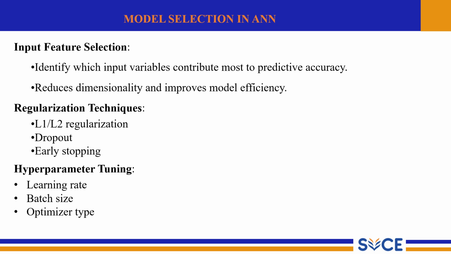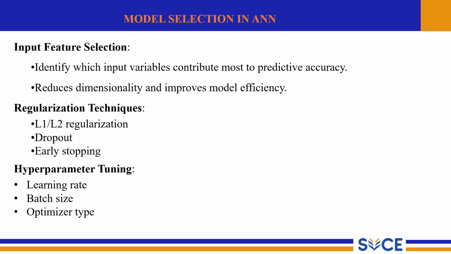Next one is regularization technique. These methods help prevent overfitting and improve generalization. Common approaches include L1 and L2 regularization, which add penalties to the loss function based on the magnitude of weights. Dropout randomly disables neurons during training to encourage redundancy and robustness. And then early stopping, which halts the training when performance on validation data stops improving, preventing overtraining. Finally, hyperparameter tuning.